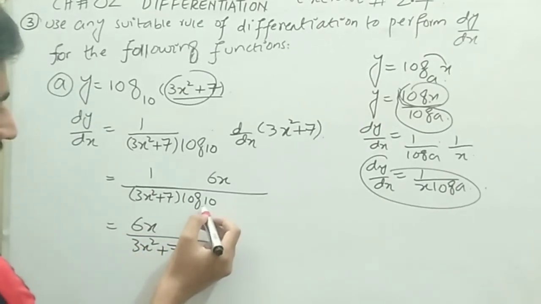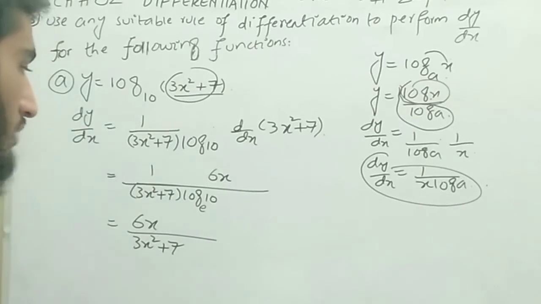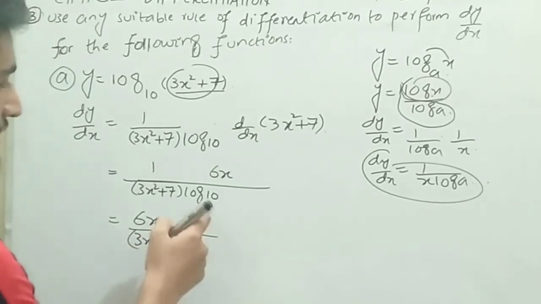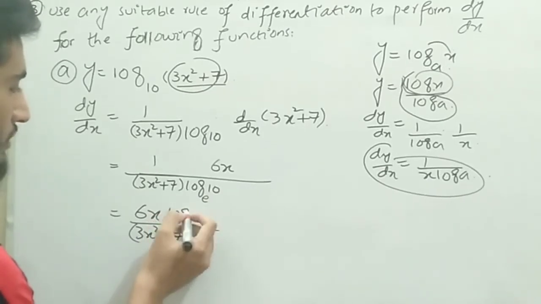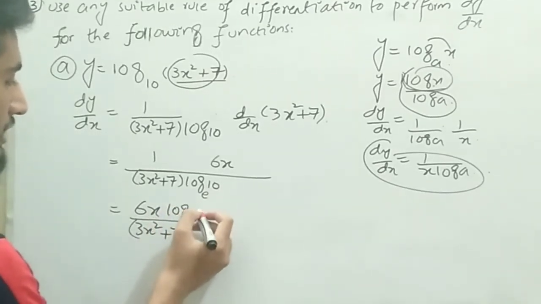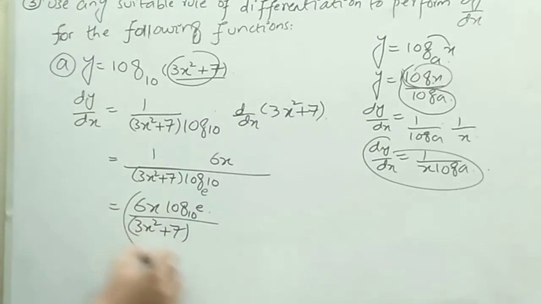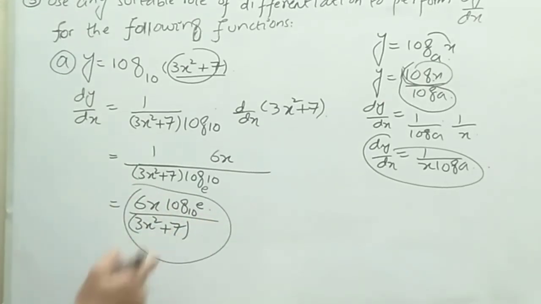Over here we can write it as log of e to the base 10. By moving to the numerator, e and 10 will replace their places, so it becomes log of e to the base 10. So the result will be 6x log of e to the base 10 divided by 3x square plus 7.